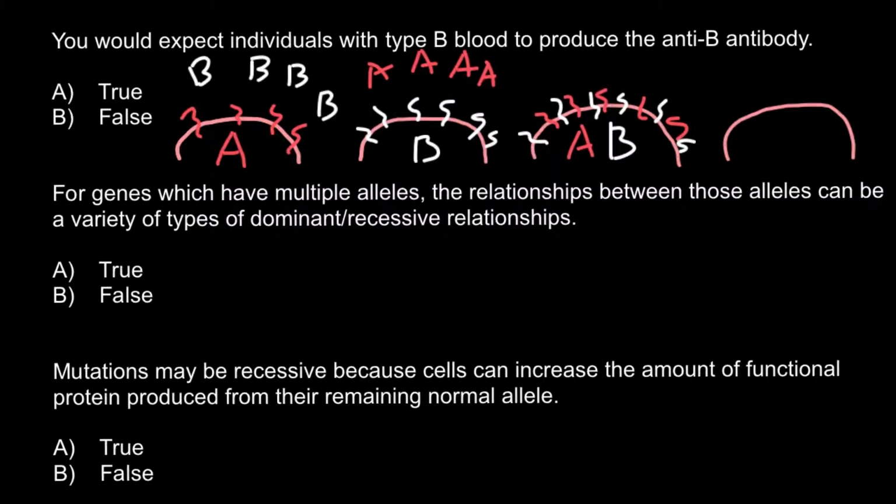The last group would be blood group O, and in this blood group we wouldn't find any antigens on the surface of the red blood cells, but in the serum of this blood group we would find both antibodies A and B.